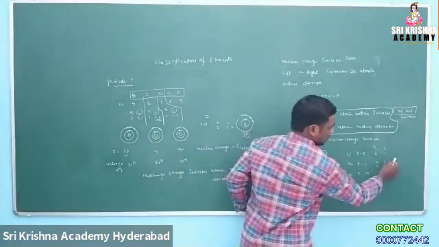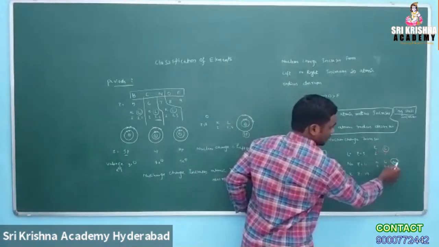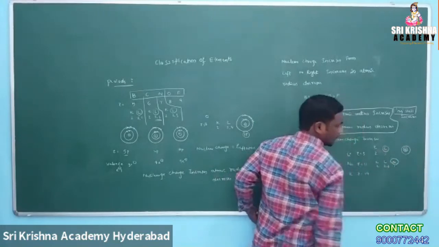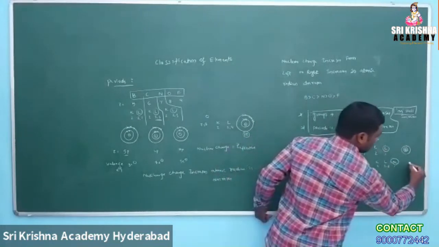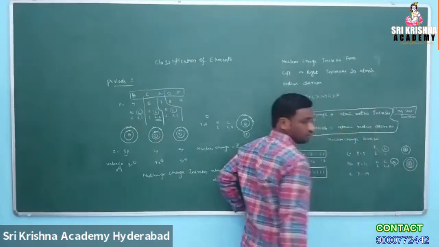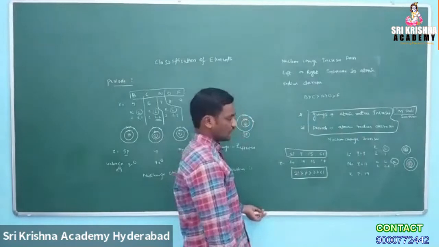So one extra shell is added here. For lithium only the L shell is there, so only 2 shells, K and L. For sodium there is an M shell, so 3 shells are there: K shell, L shell and M shell. With 3 shells, the atomic radius increases.